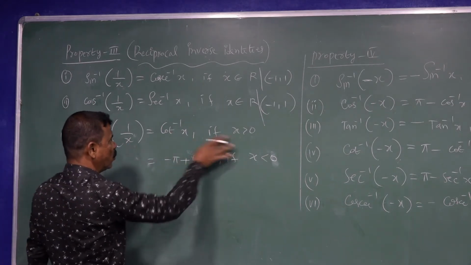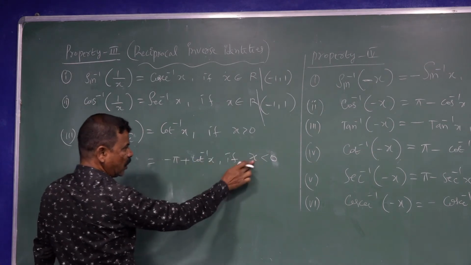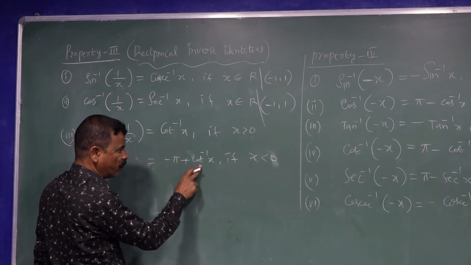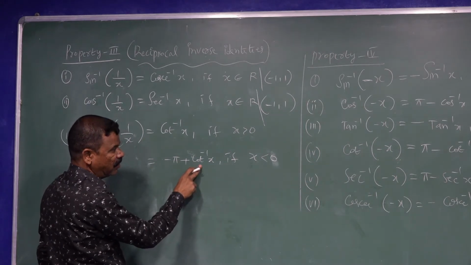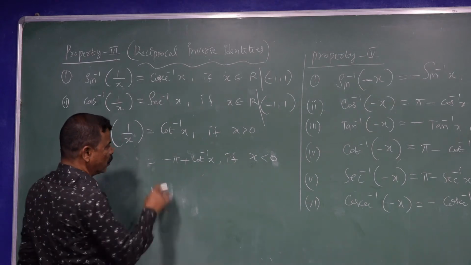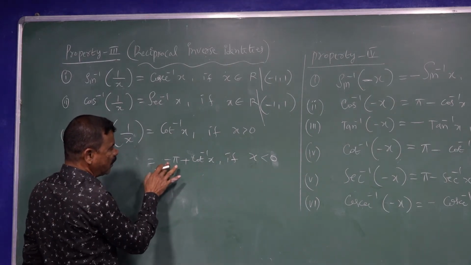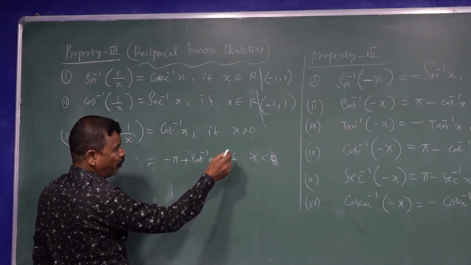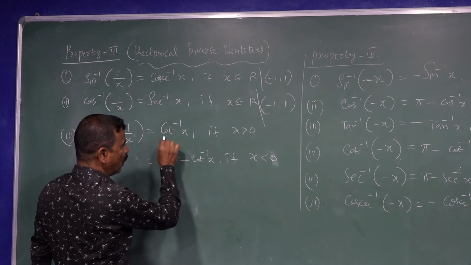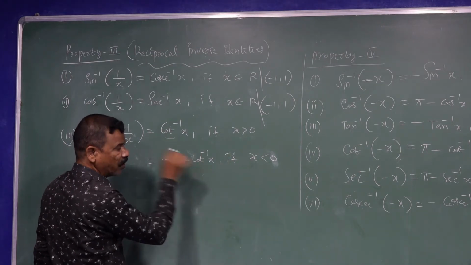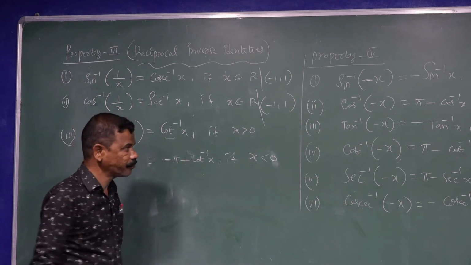If x is greater than 0, it is cot inverse x. If x is less than 0, negative, then add π plus cot inverse x. Here x negative means it is in the third quadrant. Third quadrant, consider π plus alpha, where alpha is cot inverse x. Keep in mind, when x is positive, it is cot inverse x; when x is negative, it is π plus cot inverse x. This formula.